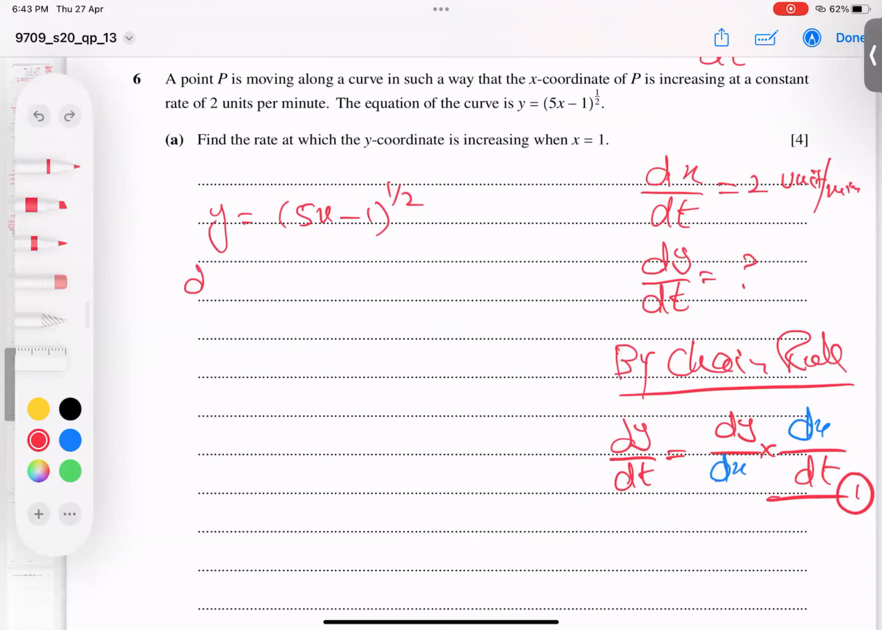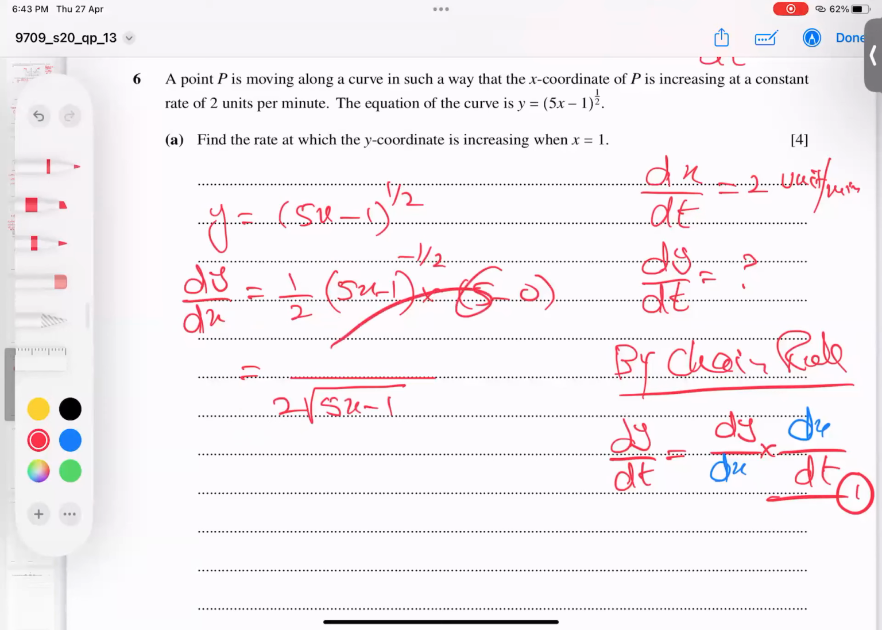So let's start. dy over dx: the power comes down according to the differentiation rule, and the power becomes 1 less, copy the base, and times the differentiation of the base only. 5x becomes 5 and 1 becomes 0. I think the idea is clear. Finally, when I bring it down to the denominator, it becomes positive half, and half is called root. And 2 is already in the denominator and 5 is up. I believe all points are very clear. It is not compulsory, but it's good to make it.